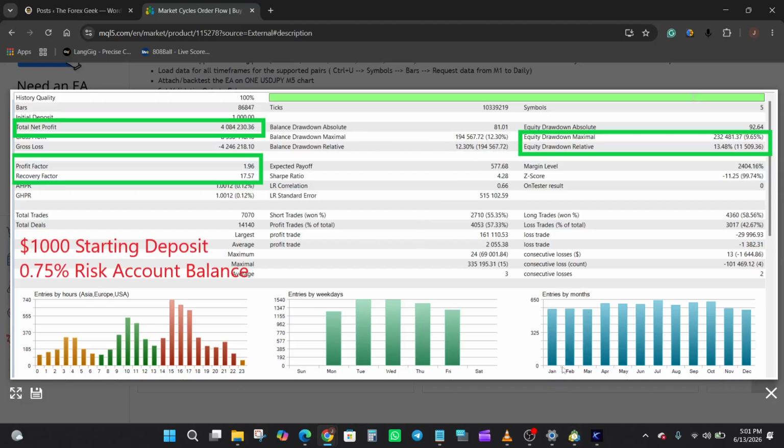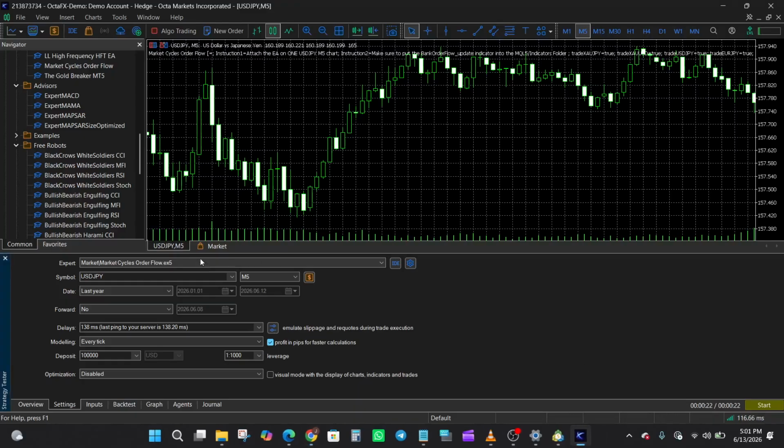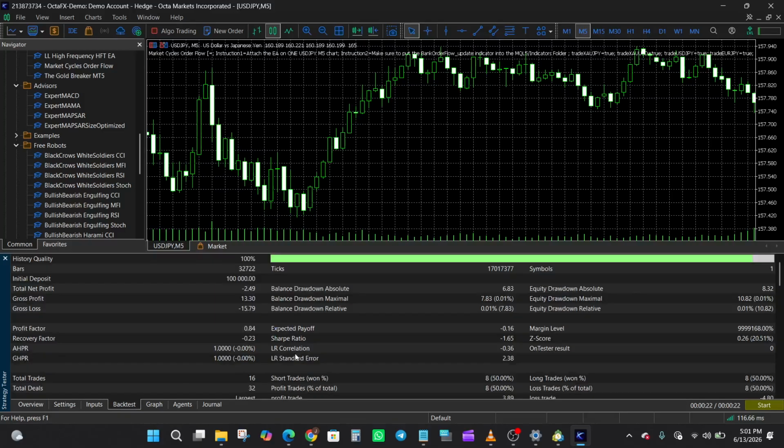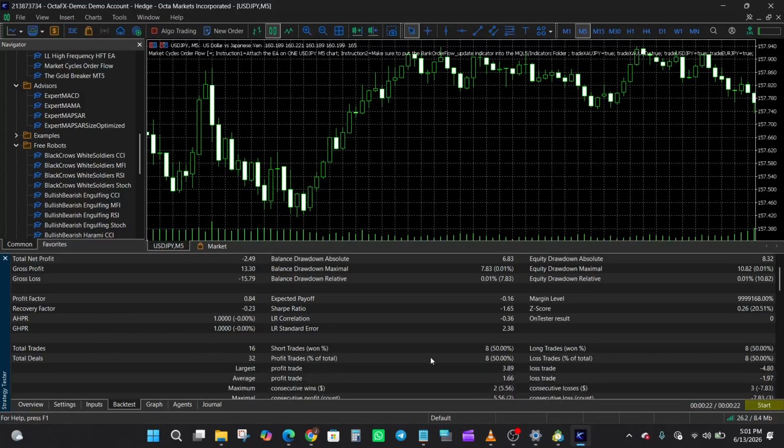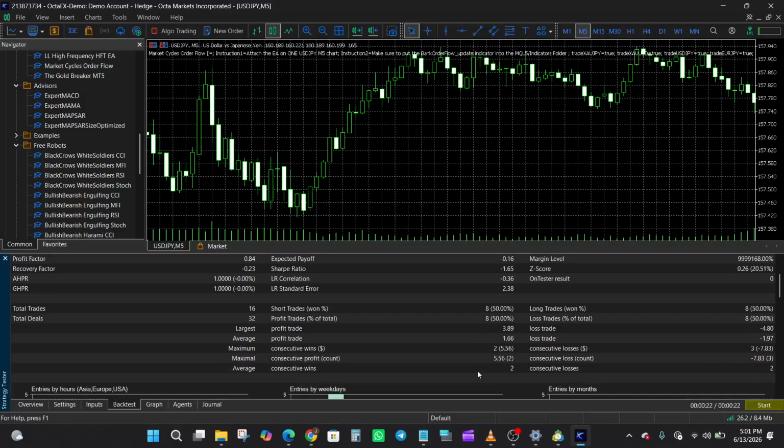Let's head over to our strategy tester now. Okay, I'm testing the Market Cycles Order Flow on USD JPY on the M5 time frame as recommended, and we are testing over the past 5 months plus, from the beginning of this year 2026 till date. And as for the delays, I'm using the last ping to the server, every tick modeling. And now I can see that from an initial deposit of $100,000, the total net profit was negative $2.49. And the total trades taken were 16, out of which 8 were profitable. So that gave us a 50% win rate.